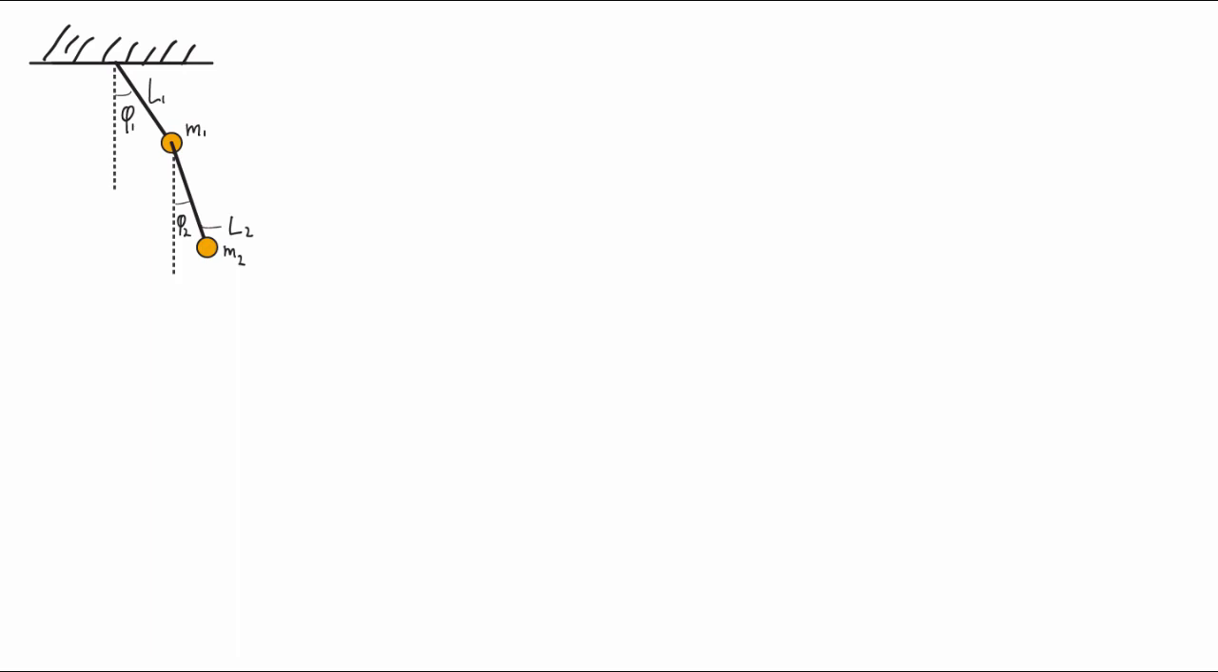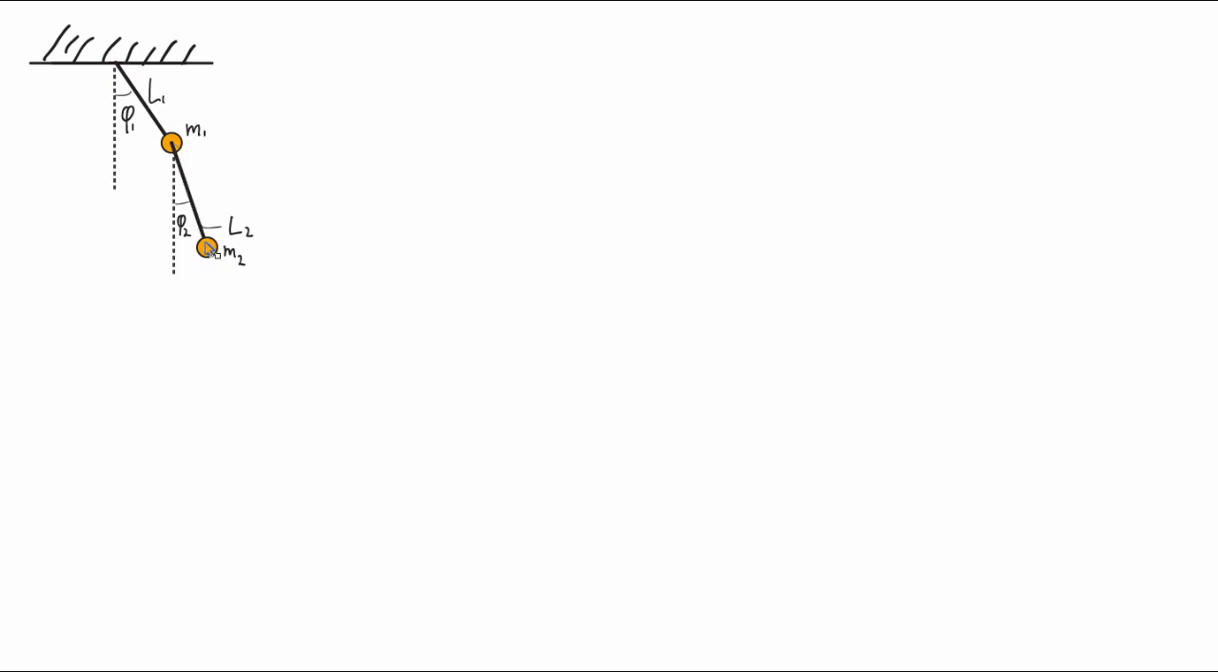So let's take a look at such a situation. Here we have a double pendulum. So we have one mass that is attached to a rigid rod that we take to be massless. The rod makes an angle phi1 to the vertical, and it's attached to a fixed point here on the ceiling, and the rod has length L1, and the mass is mass m1.